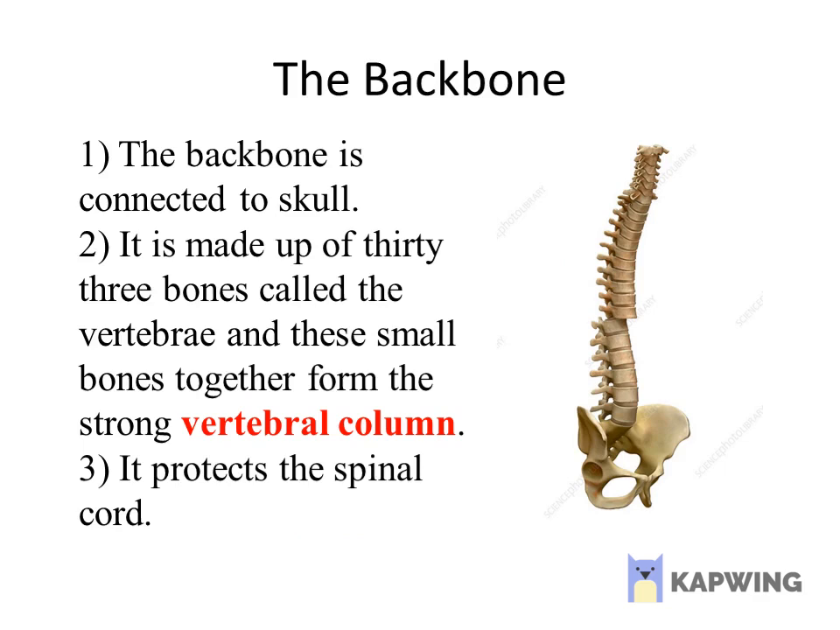Next is the backbone. The backbone is connected to the skull. It is made up of 33 bones called the vertebrae, and these small bones together form the strong vertebral column. How many bones are there which are called the vertebrae? There are 33 bones called the vertebrae, and it protects the spinal cord. Clear? So if I ask you, the backbone protects the dash, the answer would be the spinal cord.